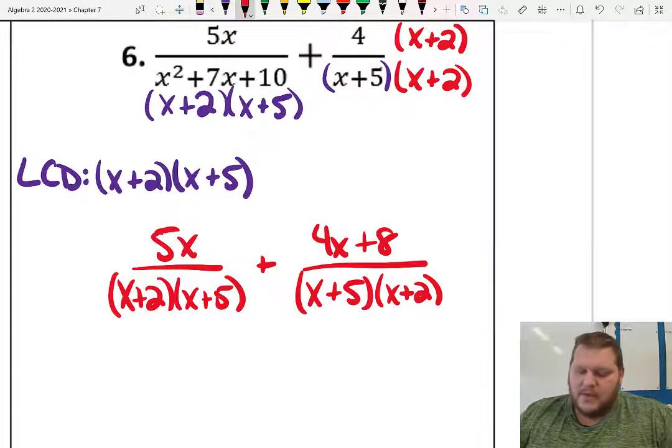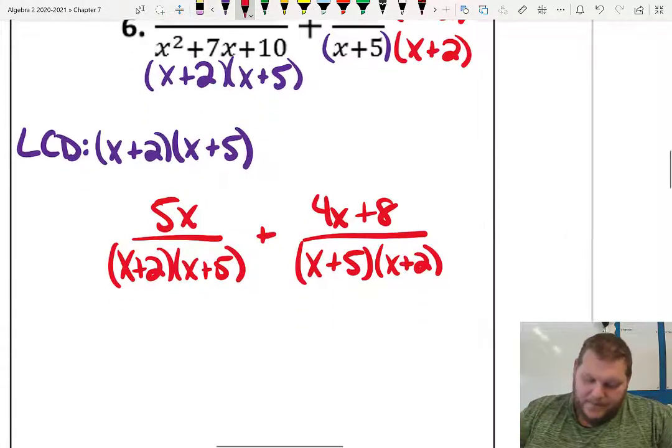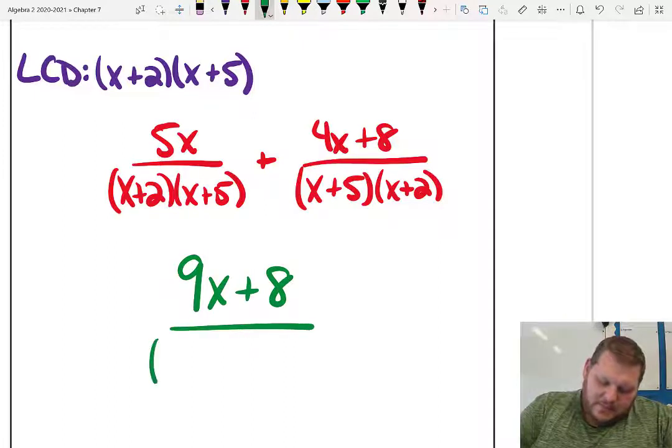That's not important. But I leave my denominator factored out because at the end we know we're going to have to check to see if anything cancels out, if it simplifies at all. So I'm going to leave it all factored out in my denominator. That way it's easy to identify if stuff is going to cancel on both top and bottom. So adding together, 5x plus 4x is 9x plus 8 all over x plus 2, x plus 5.